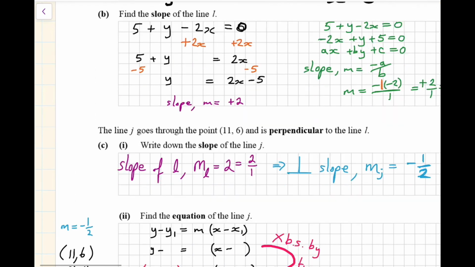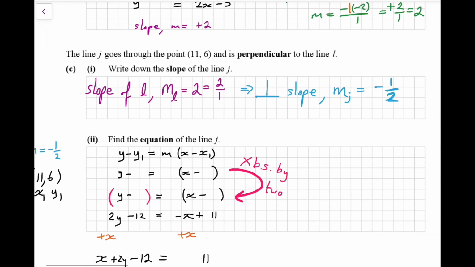Next, the line J goes through the point (11, 6) and is perpendicular to the line L. Perpendicular means 90 degrees, of course, and we're using this symbol here for perpendicular, an upside down T. Slope of L, written m subscript L, so we can write the slope of L like this. We found it was 2 in the last part of our question, so we have the slope as 2. I'm just going to rewrite it as 2 over 1. Indeed, we saw it written as 2 over 1 over here, didn't we? So writing it as 2 over 1 just makes it easier to find the perpendicular slope.